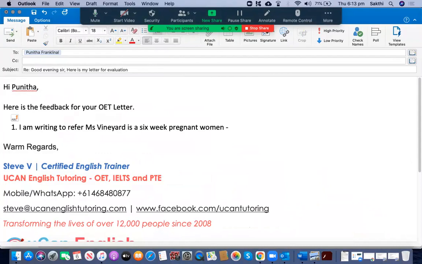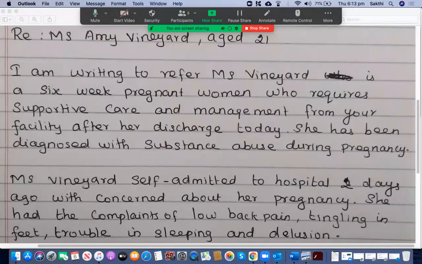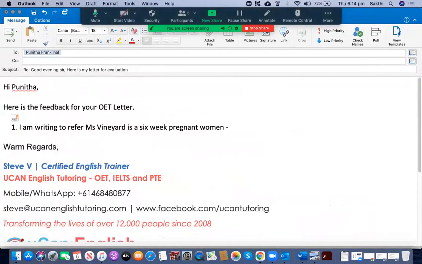And then you have written, who requires supportive care and management. So this is the whole sentence, who requires supportive care and management. But unfortunately, this whole sentence is wrong. Okay, I'm gonna rewrite this sentence.